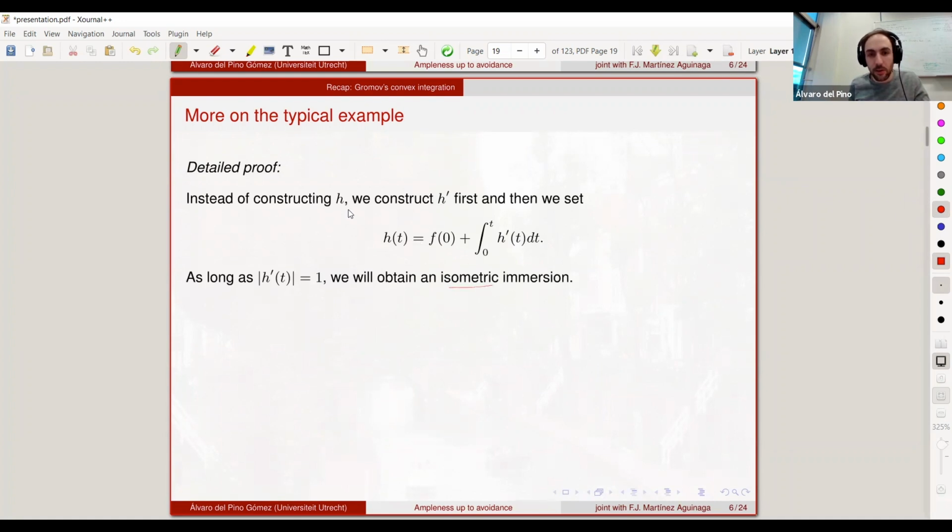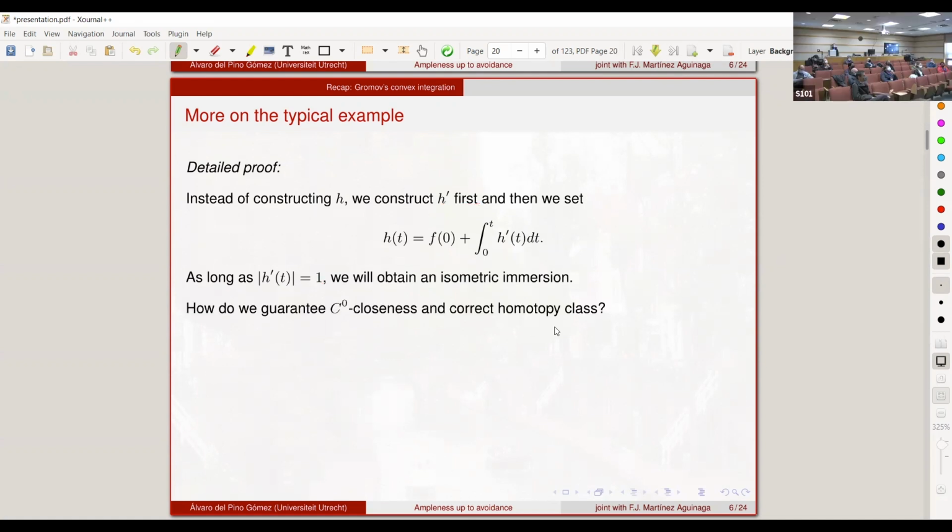What you do is you say, let's not even attempt to construct H in the first place. Let's just construct the derivative first. You just make the choice that I will make the derivative 1 everywhere, and it doesn't matter what you choose. Certainly, whatever you produce is isometrically embedded, and then H is obtained from H prime by integration. Now, of course, we want to do isometry while keeping the other two conditions.